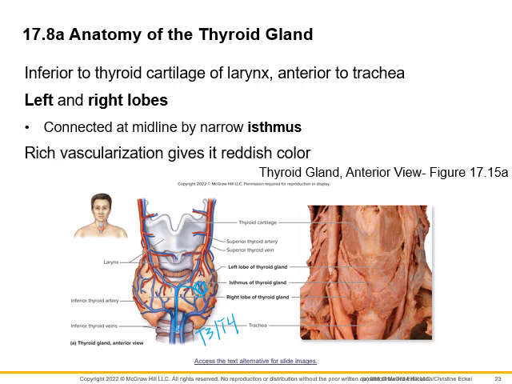So they're just showing you that there's a right and a left lobe. Do you know that this is inferior to the thyroid cartilage of the larynx? It's anterior to the trachea, so it's in front of the trachea, but it's below where the larynx is, where your voice box is, where your vocal cords are.